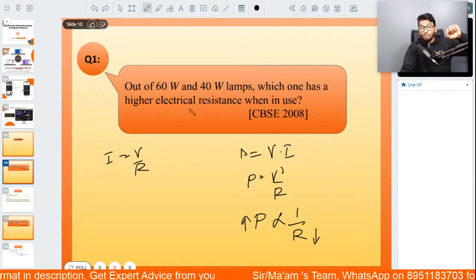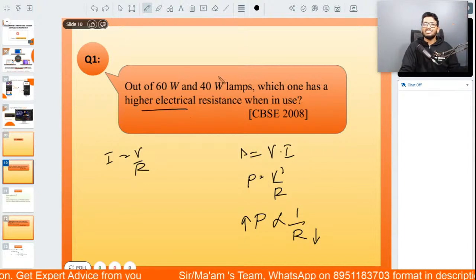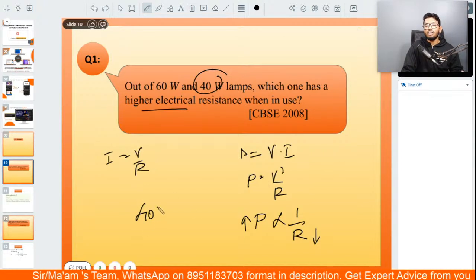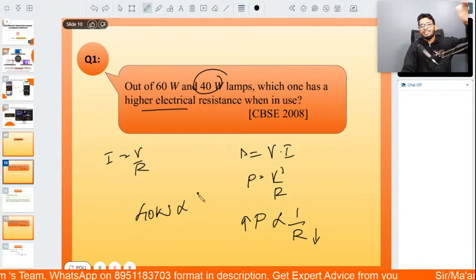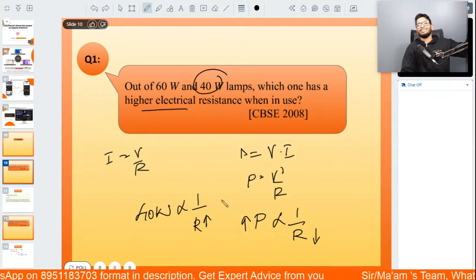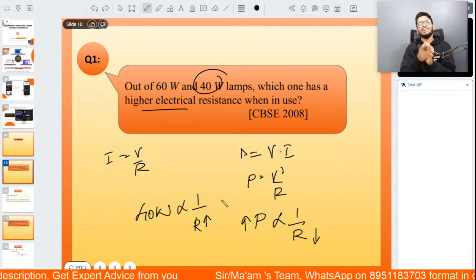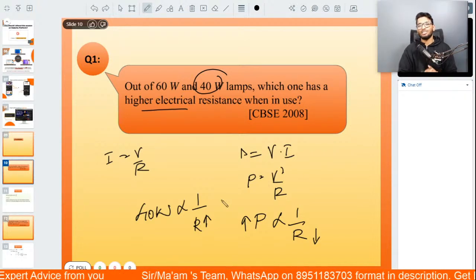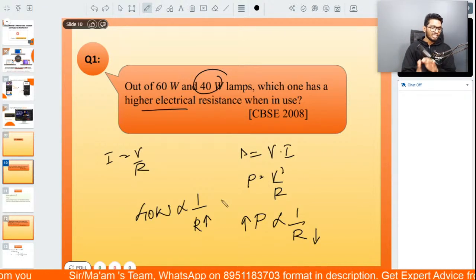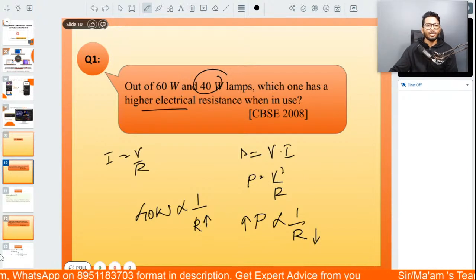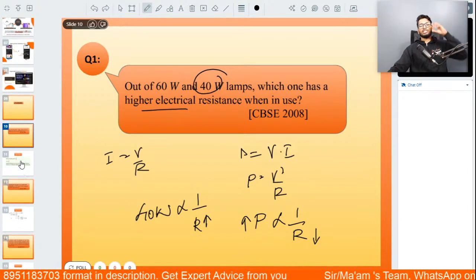Here they are asking for which one has higher resistance, and hence the obvious answer is going to be 40 watt, because as the power is lesser, the resistance comparatively is going to be higher, and hence the right answer is lamp number 2, which is of 40 watt. Fantastic job, guys. Fantastic job. Big round of applause for yourself. Absolutely super awesome. Moving on to the second question for the day, people.